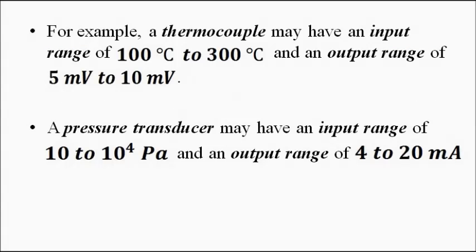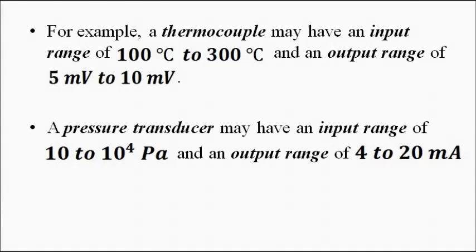For example, let's say a thermocouple has an input range from 100 degrees Celsius to 300 degrees Celsius, and an output range from 5 millivolt to 10 millivolt. The meaning of this is that anything below 100 degrees Celsius it cannot detect, it will not produce any output. Anything above 300 degrees Celsius it will not produce any output. It can only operate between 100 degrees Celsius and 300 degrees Celsius. It means for any temperature between 100 degrees Celsius and 300 degrees Celsius, this thermocouple is operational and applicable.